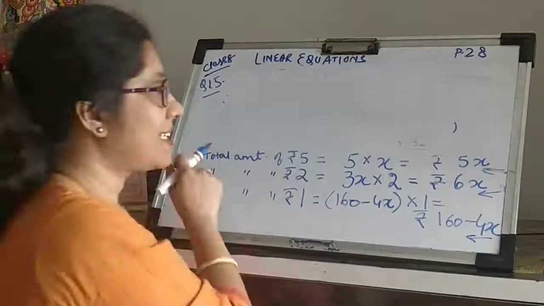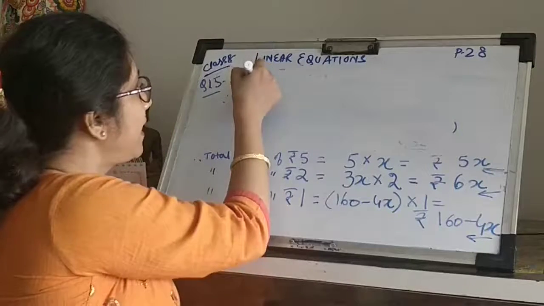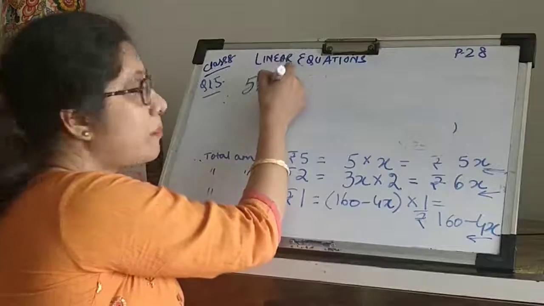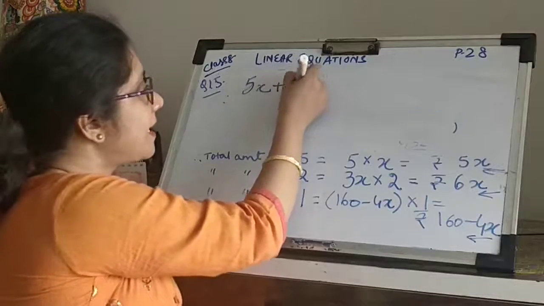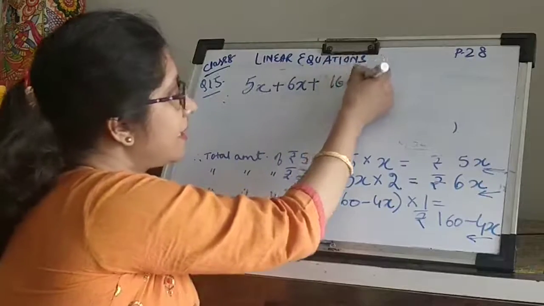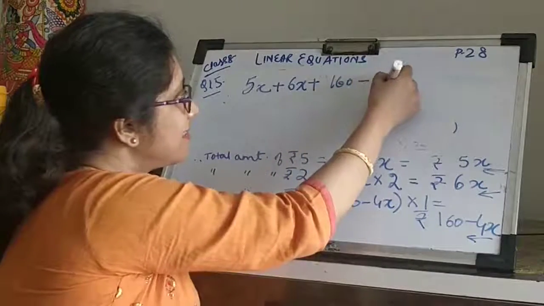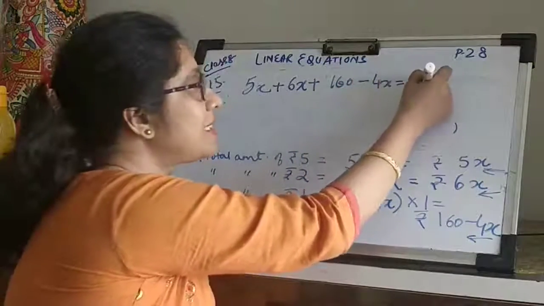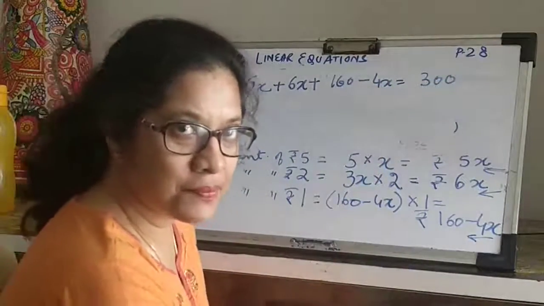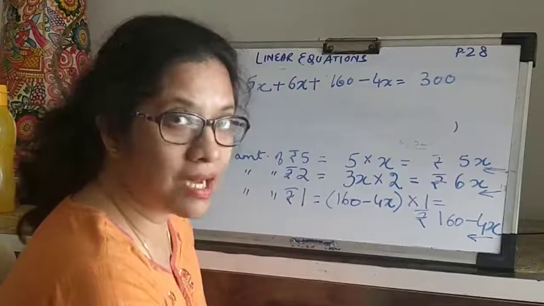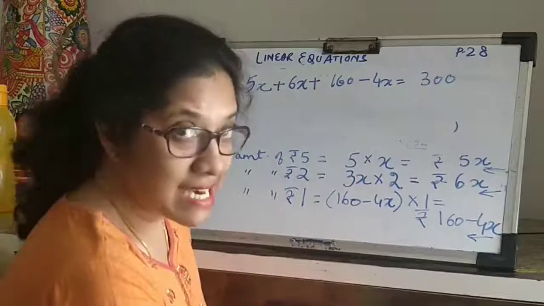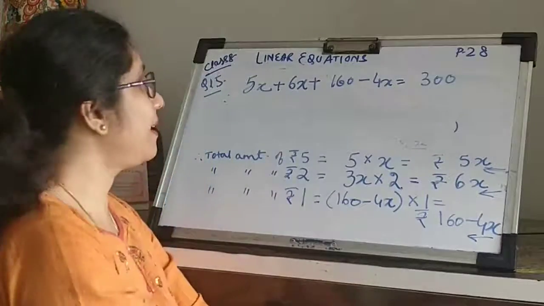So the equation that I have with me is 5x plus 6x plus 160 minus 4x is equal to rupees 300. Understood? The total amount of each denomination when added up gives me rupees 300.